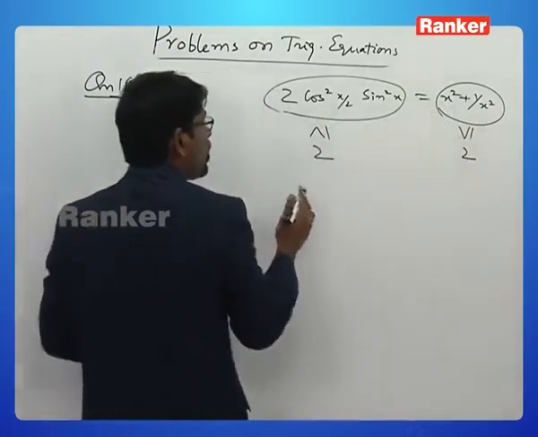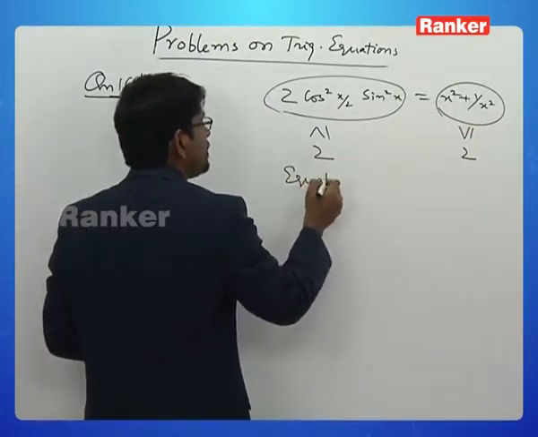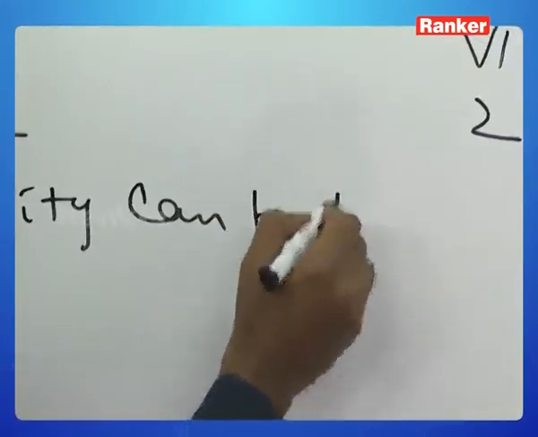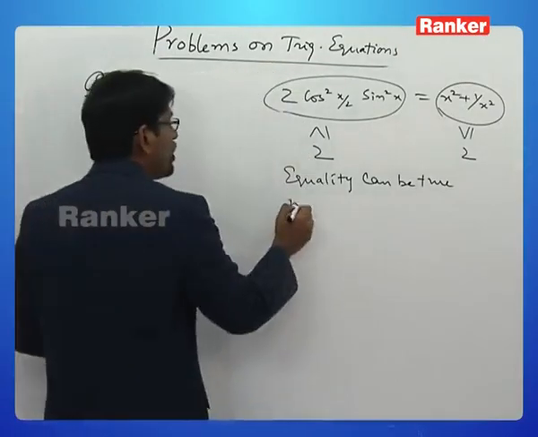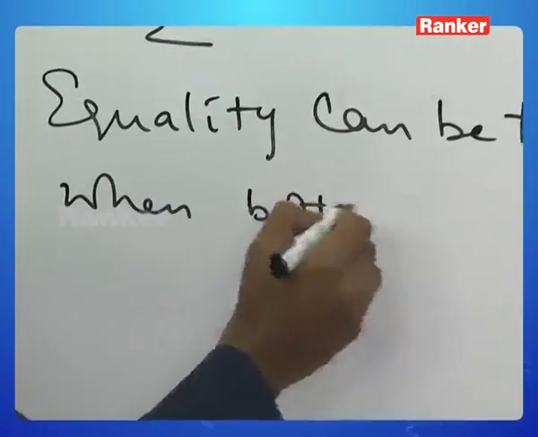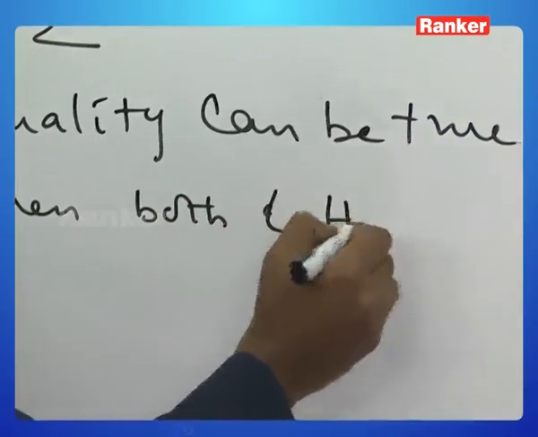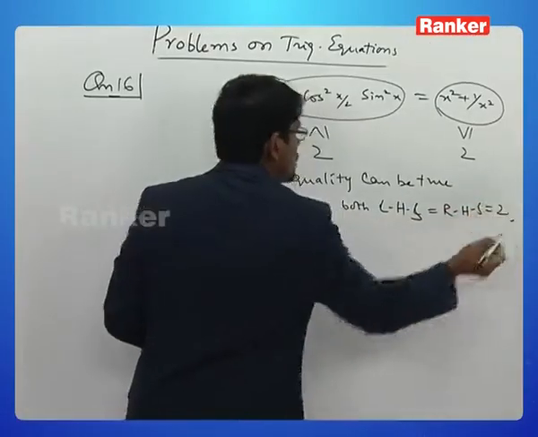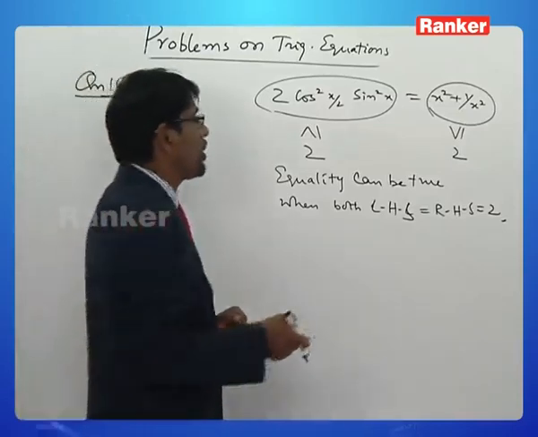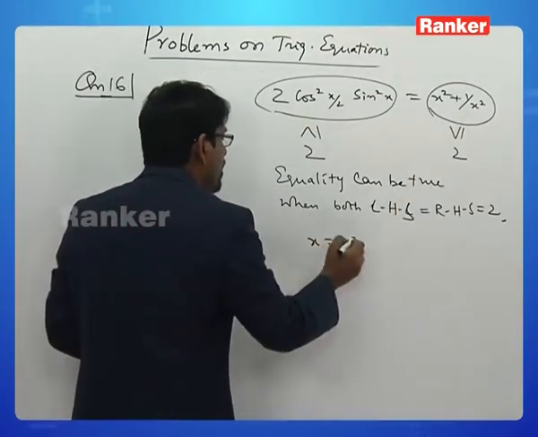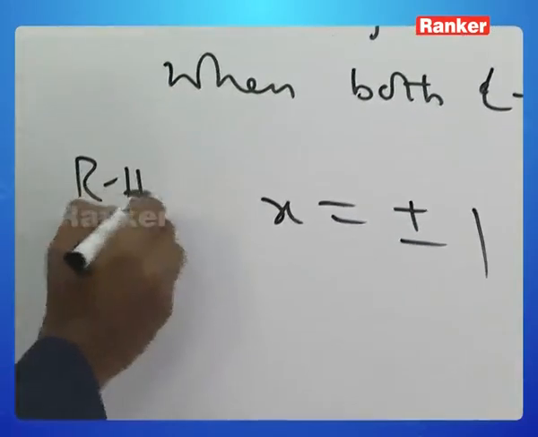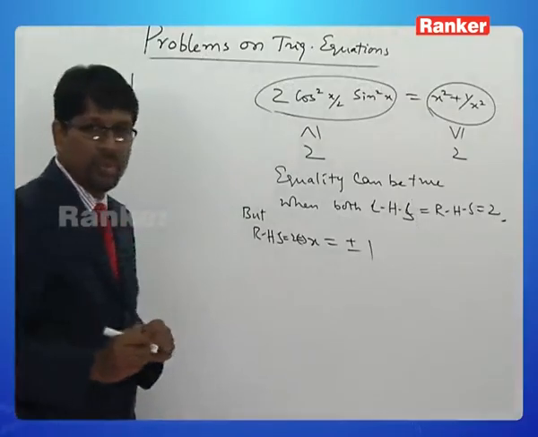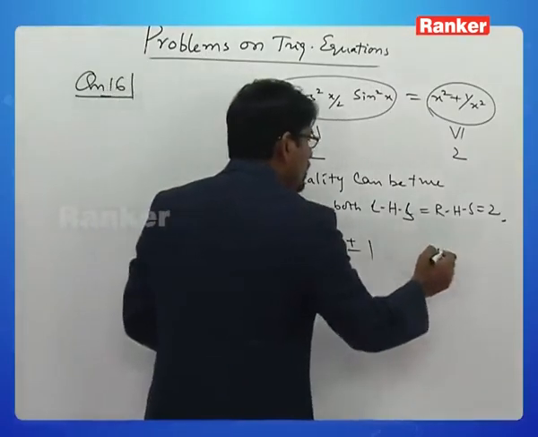So, when can equality hold good? Equality can be true when both are equal to 2, that is, LHS is equal to RHS is equal to 2. But when is RHS equal to 2? RHS is 2 if and only if x is equal to plus or minus 1. But we are interested in the positive value, so x has to be 1.